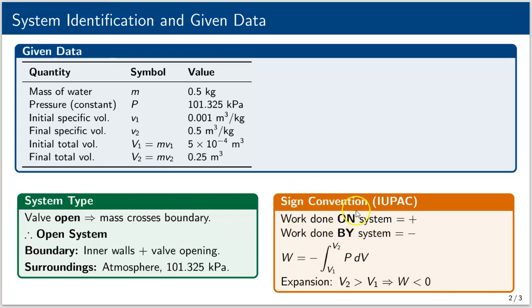101.325. Now let me state the sign convention. We will use the IUPAC sign convention. Work done on the system is positive and work done by the system is negative. So the formula for boundary work is minus integration of V1 to V2 PdV. Since steam is expanding, V2 is greater than V1, which means the integral is positive, and therefore W will be negative. That confirms that the steam is doing work on the surroundings.